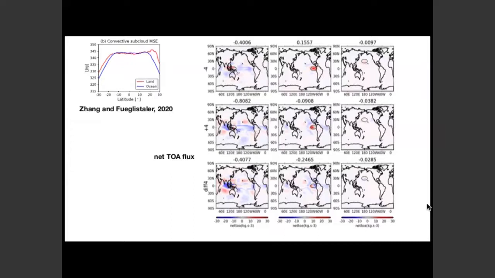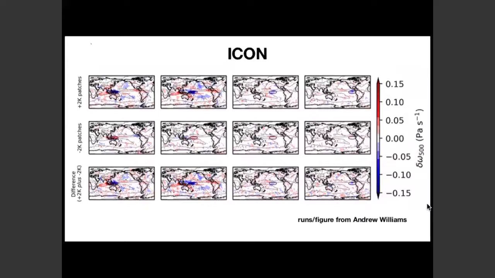Next slide. So this is the ascent pattern, and again, the difference would maybe be the most important thing to look at. You're getting much more of an increase in convection from warming than you're getting a decrease in convection from cooling locally. And this is consistent, next slide, please, with what Andrew was seeing in ICON, that there's a local nonlinearity, a local asymmetry in the response of ascent to warming a patch.